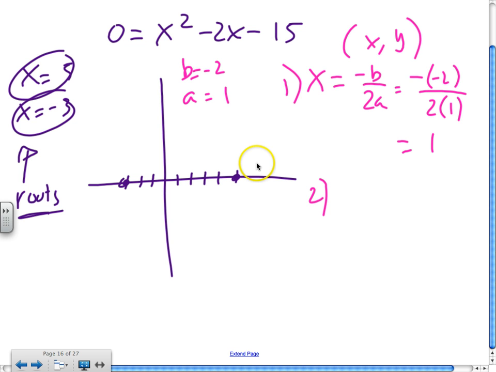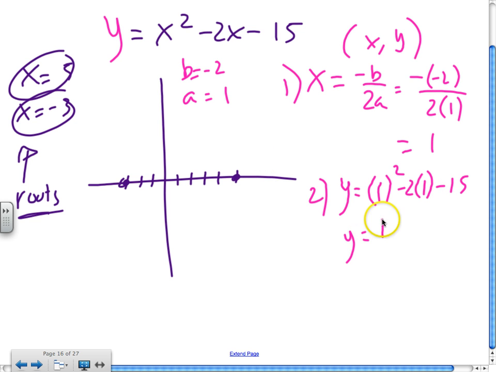Into x. Right? And you say, wait, if I'm solving for y, I don't see any y, but don't forget, this 0 right here can be replaced with y, right? So we can just turn it into a function. So there it is. So now it's y equals 1 squared minus 2 times 1 minus 15. And I solve this completely. I would have 1 minus 2 minus 15, which is negative 16.